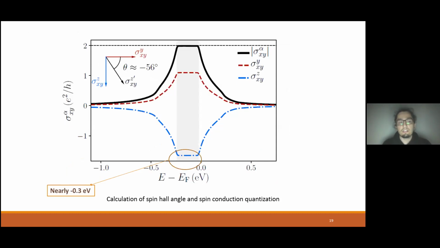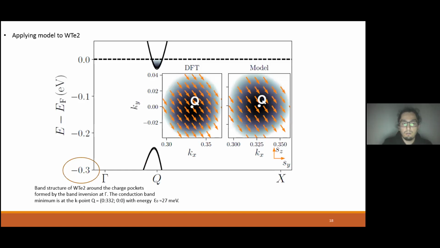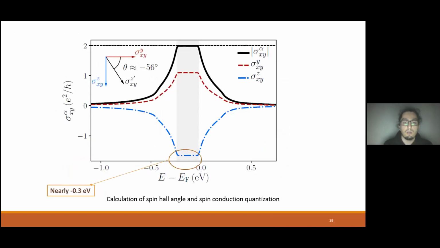Okay, here, this is the spin conductivity, and the thing I wanted to point out was where the phenomena happen, where we need to pay attention. As you can see here, the same domain, where we have the charge pockets, the structure we need for quantum spin Hall effect, is where the spins are actually quantized.